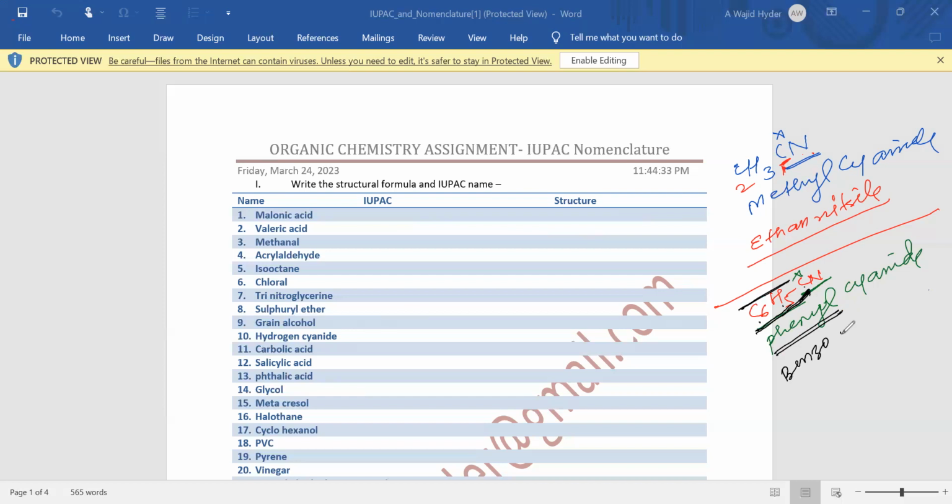Yesterday only we did phenyl, benzyl, benzo, benzoyl. Those were radicals, and this is also a radical. If you take C6H5, it is phenyl, and this will be cyanide. But if you count this carbon also, it will be C6H5C, which is benzo. And when you count the carbon of CN, it will be known as nitrile. So benzonitrile or phenyl cyanide.